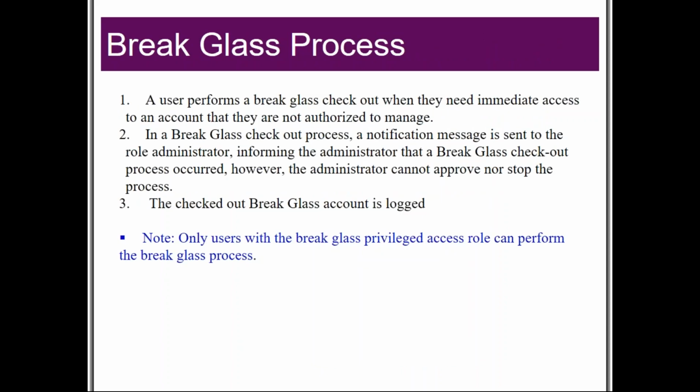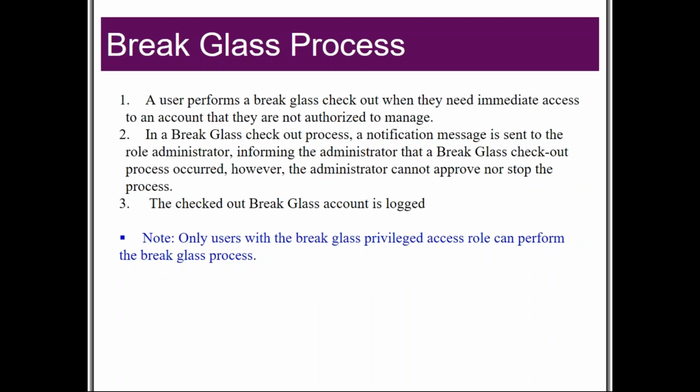So I, as a user, I perform a break glass checkout. First of all, let me take a step back. I have an emergency. I have to get to this password, and I have to get to it quickly, or the system quickly. So I'm going to perform a break glass checkout when I need immediate access to that account, even though I'm not authorized to manage it. Now, in that break glass checkout process that I'm going through, I want a notification message to happen automatically through a PAM or something like that. I'll talk about PAMs in just a little while. Privileged account management, I'm talking about that.